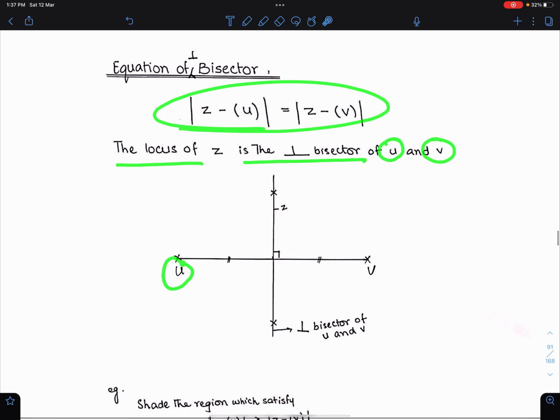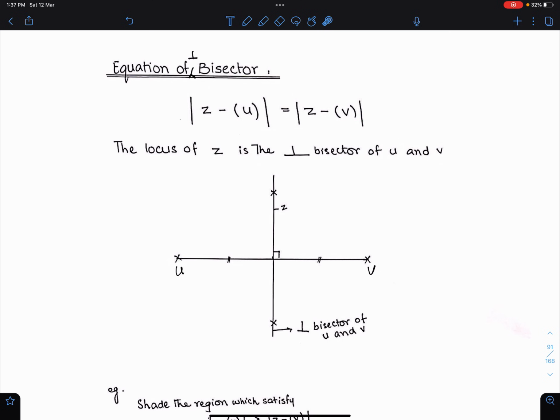So, if this is u and if this is v, then this is the locus of z, the perpendicular bisector of these two complex numbers. And z is anywhere on this line. Perpendicular bisector divides this line uv into equal parts and makes 90 degrees with this line.